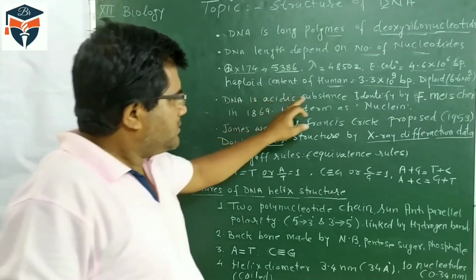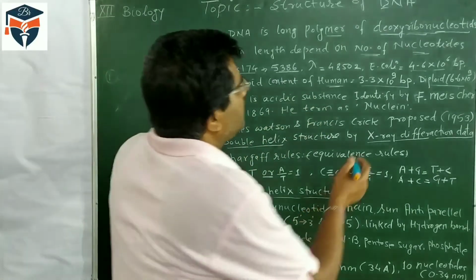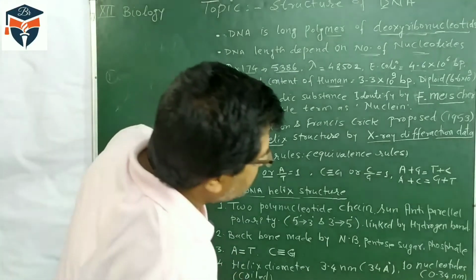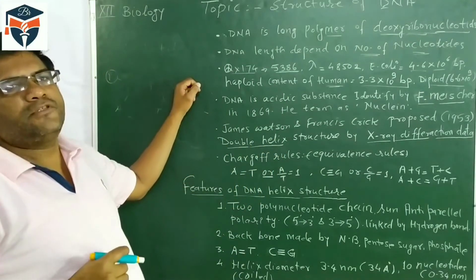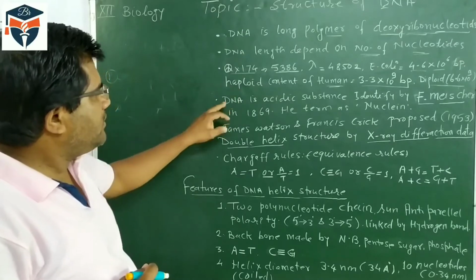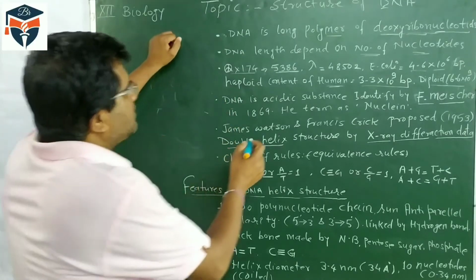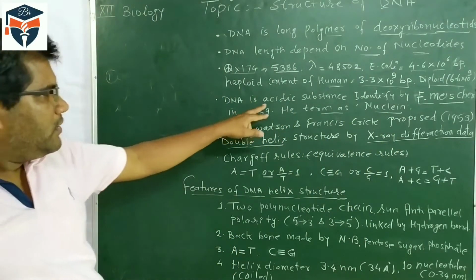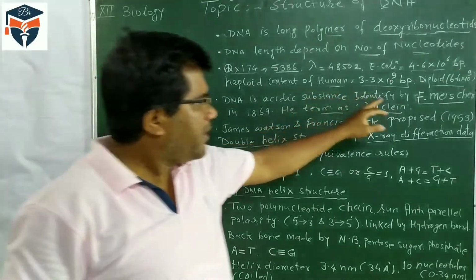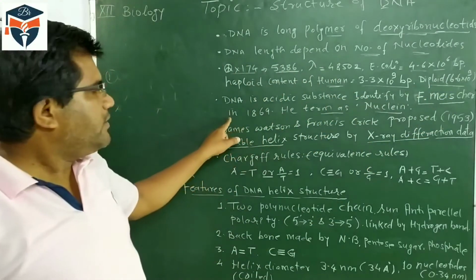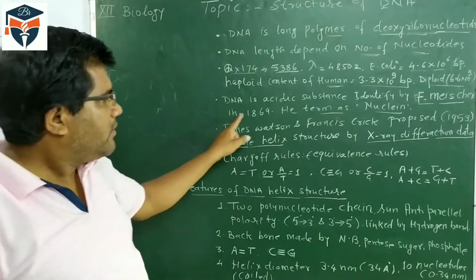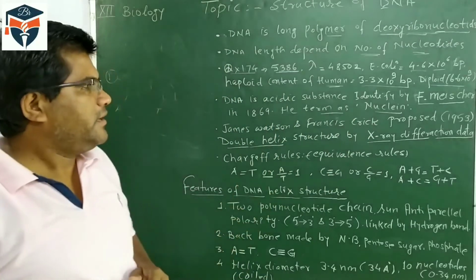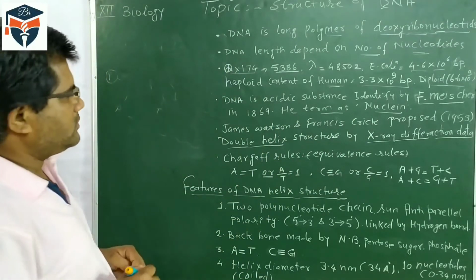DNA is an acidic substance, and this DNA was identified by Friedrich Miescher, who identified it in the nucleus in 1869 and gave it the term nuclein. The word nuclein was used because it was acidic in nature and found in the nucleus.